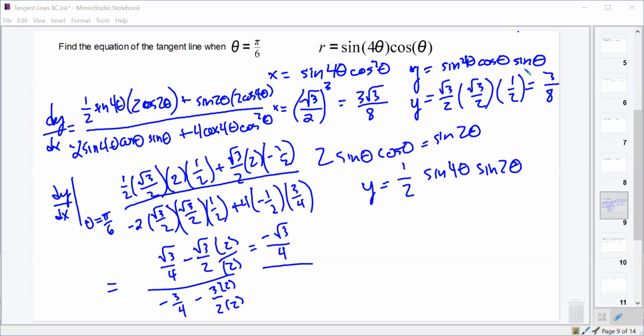We have -3/4 minus 6/4, which is going to be what? Anybody? Oh, good, Nick. All right, -9/4. We'll cancel the negatives, we'll cancel the 4s, and we get just √3/9 as our slope. Everybody agree with that? Everybody feel okay about that?